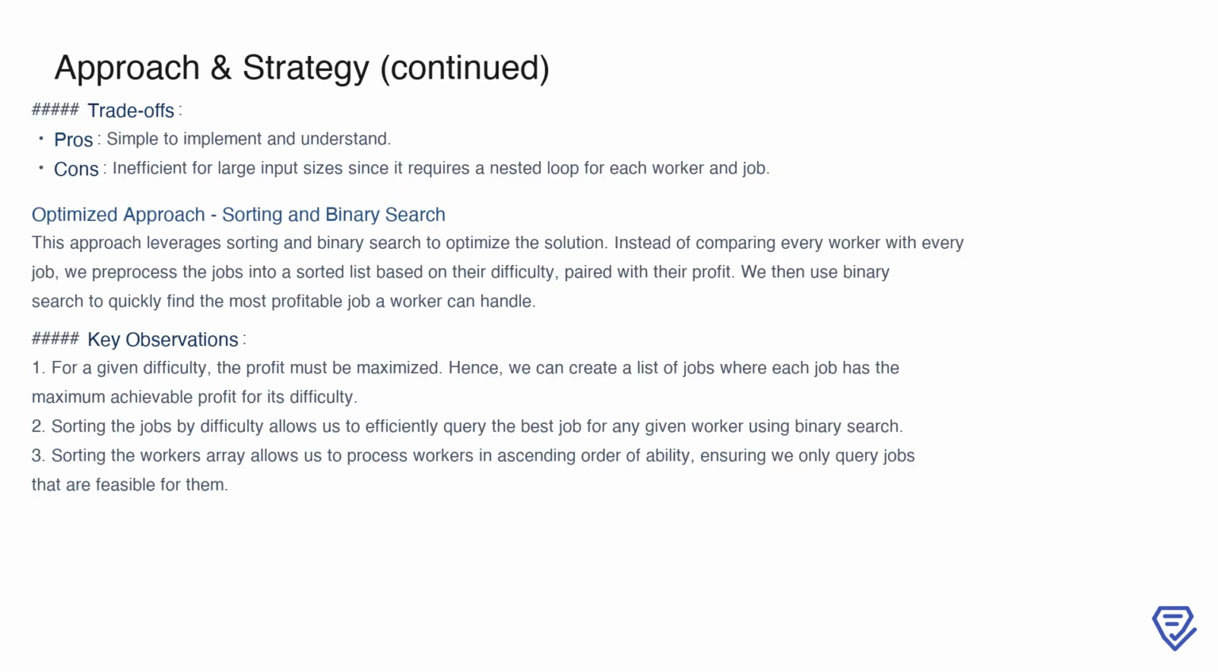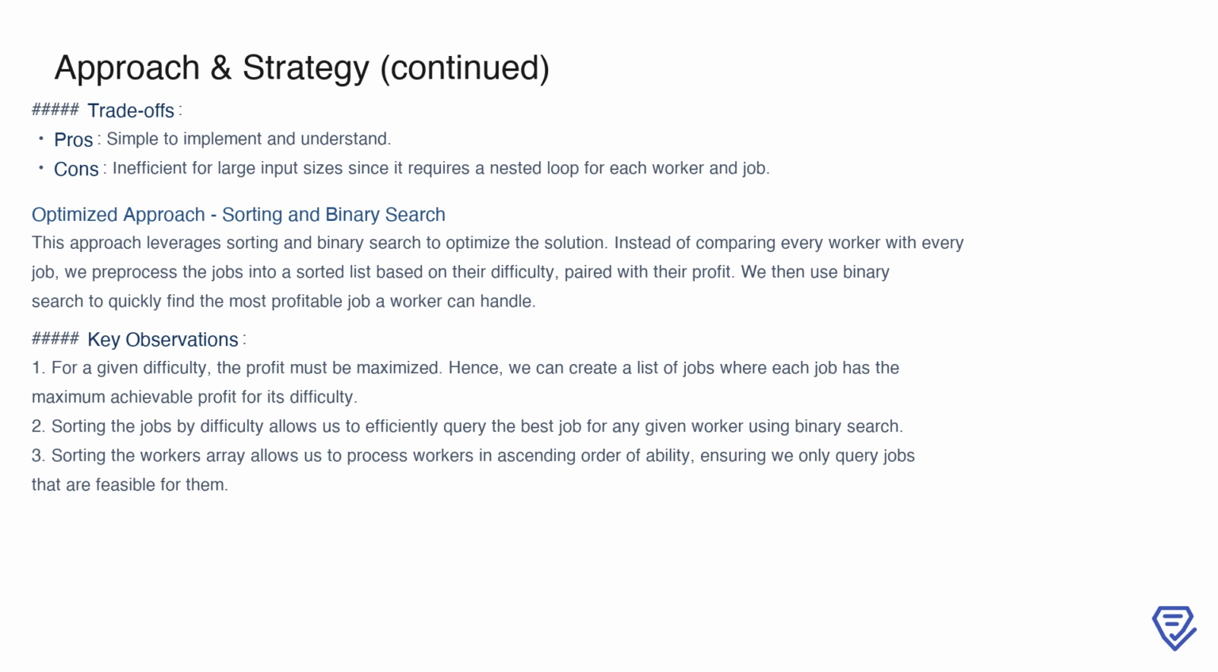While the brute force approach is easy to understand, it has some significant trade-offs. On the positive side, it's straightforward to implement, making it a good choice for smaller inputs or when prototyping a solution. However, the inefficiency of iterating through every worker-job pair makes it unsuitable for larger input sizes. To address this, we can use an optimized approach that leverages sorting and binary search to reduce redundant comparisons.